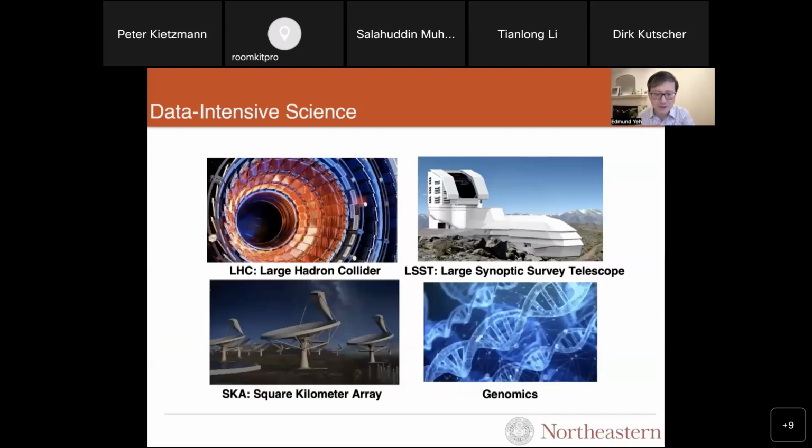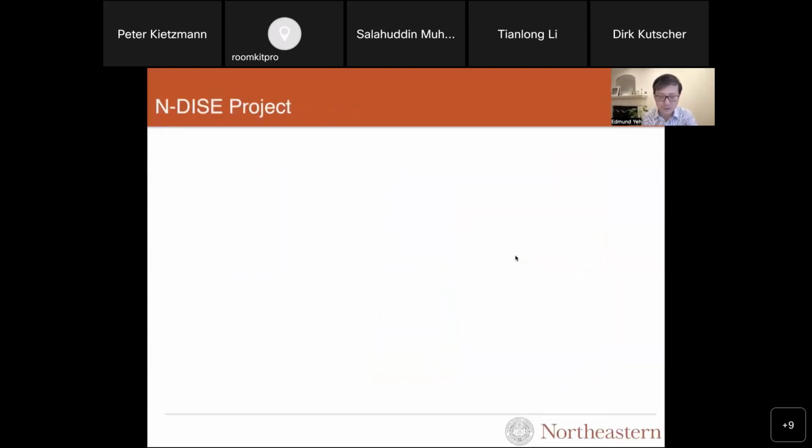So the topic here is data-intensive science, of which there are many examples. The most prominent and probably the one we've worked with the most is the Large Hadron Collider high energy physics experiment, but it extends to other fields such as astrophysics, the Large Synoptic Survey Telescope, LSST, the Square Kilometer Array, SKA, and genomics, which we will also be involved with in this project.